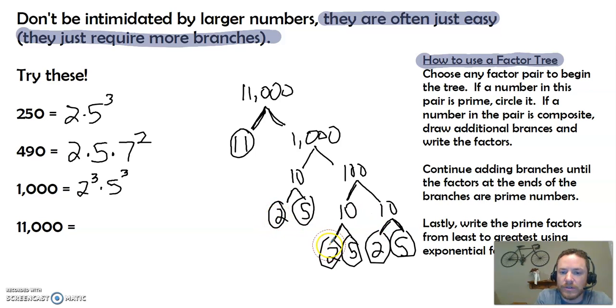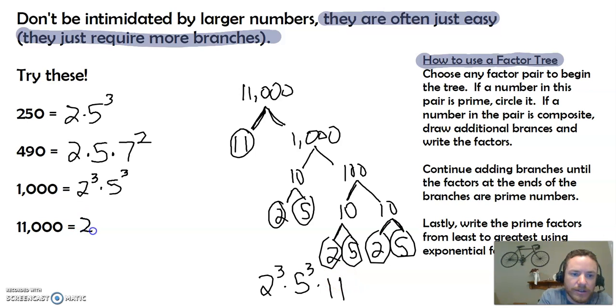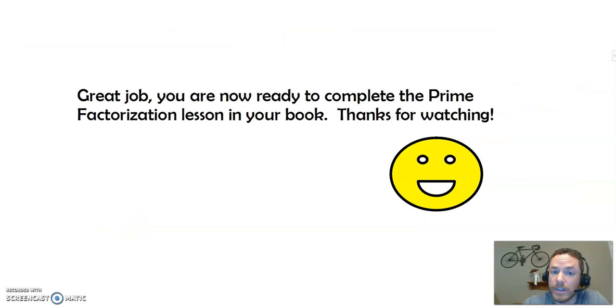And my 2's are, there's 1, 2, 3 2's, so that's 2 to the third power. And my next largest is 5, 5, 5, that's 5 to the third power. And my last one is that 11 up there. So if I write it under this answer, notice it's 2 to the third power times 5 to the third power times 11. And you might say, hey, it's practically the same answer, just with an 11 at the end. And that should make a lot of sense, because this prime factorization right here is 1,000, and if you multiply that by 11, it would be 11,000. Great job! You are now ready to complete the prime factorization lesson in your book. Thank you for watching.